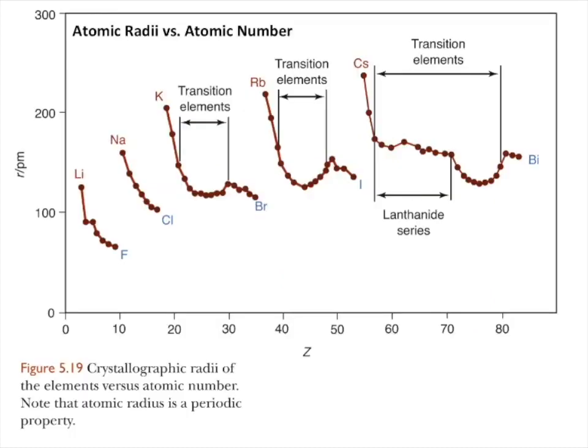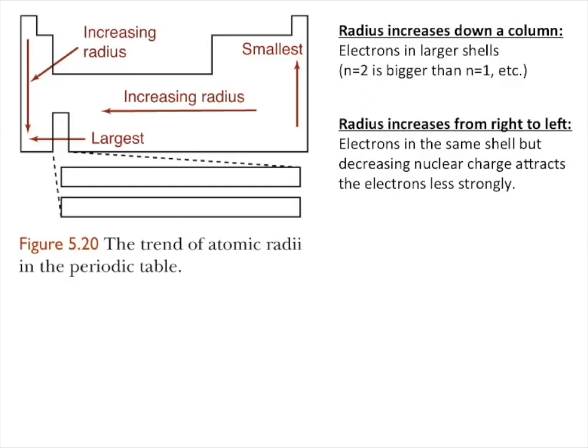Okay, so if you look at the trend of atomic radii, it's generally highest for the alkali metals, lithium, sodium, potassium, and lowest for the halogens. And then as you go from lithium to sodium to potassium, it also gets bigger. All right, and then here's the reason why. There's also a summary of the trends. So as you go down a column, your radius gets bigger.